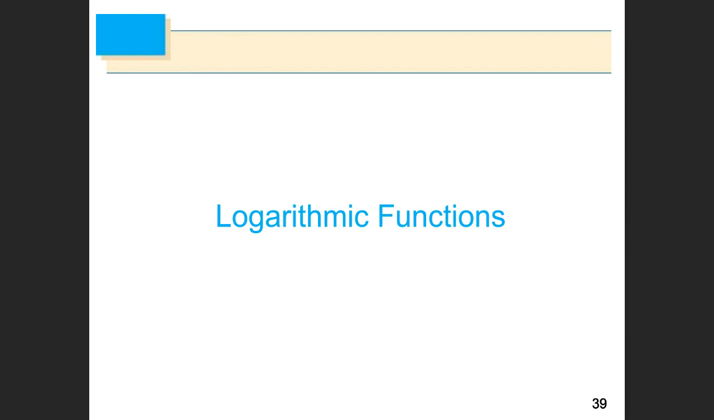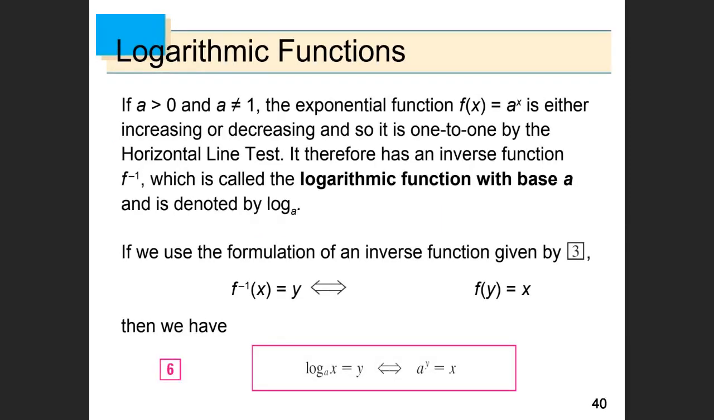Logarithmic function. I'll go straight to definition 6. Now, if we give you log x, the a there is the base. We say log of x to the base of a is equal to y if and only if a to the power y is equal to x. Guys, you need to remember this definition. So log x to the base of a equals y means that a to the power y equals x.